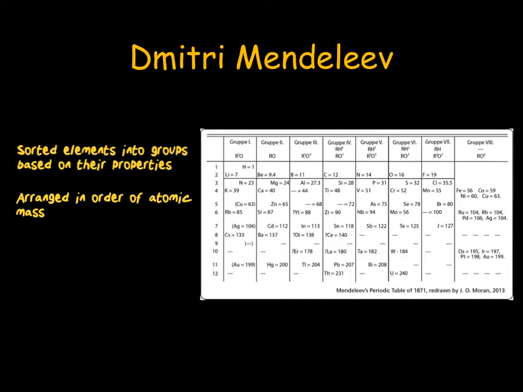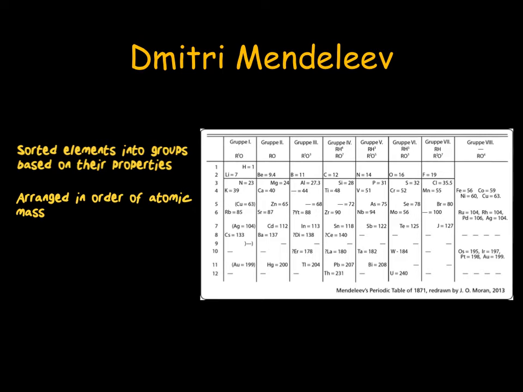Some of them do end up in the wrong group, based solely on the fact that he was working with isotopes, so some of the atomic mass numbers were not fully correct. This is something we will look at later on in this tutorial video. Wherever this happened, he switched the order of the elements in order to keep the properties the same.